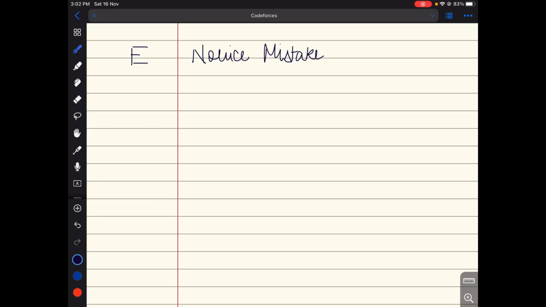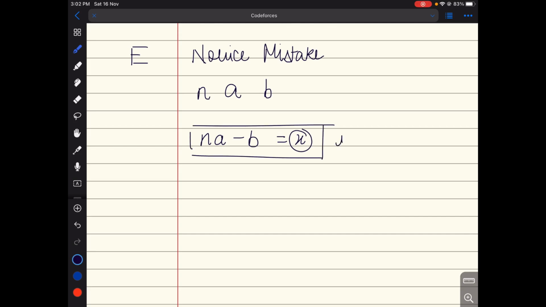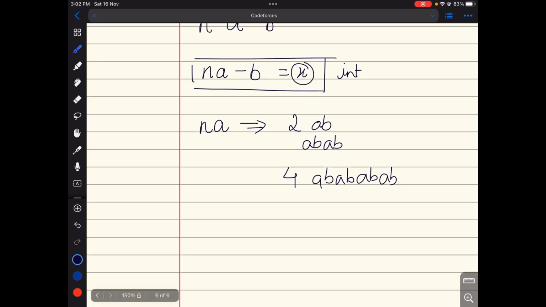Given the question, we have a value n, a value a and a value b, and we did an operation of n times a minus b. Suppose we get a value x, right? This happens in the case of an integer, correct? But in terms of string, what does n times a mean? N times a means if I have a string, say ab, and multiply 2 times, it would become abab. And if I multiply 4 times, it would become abababab, right?